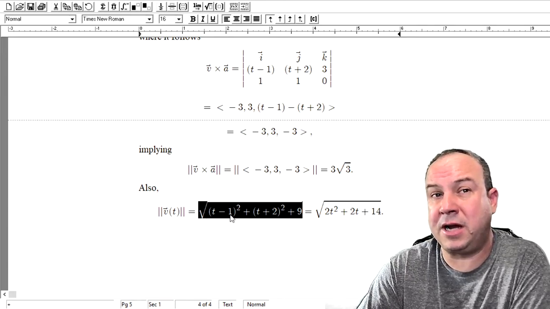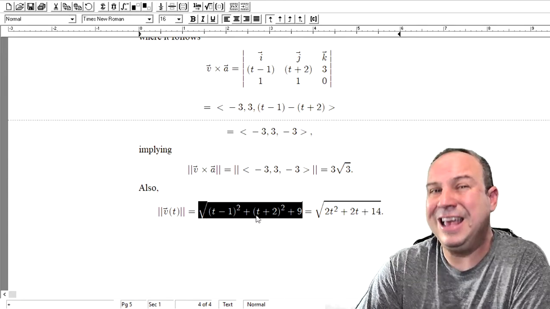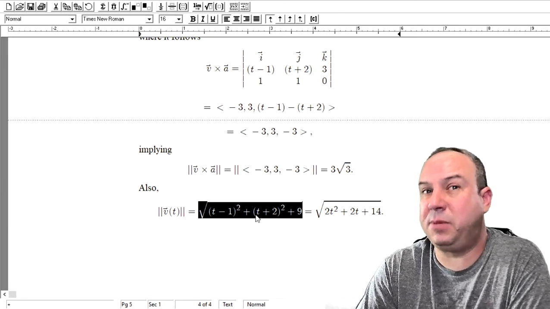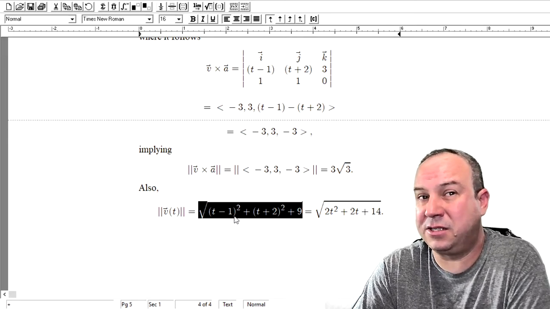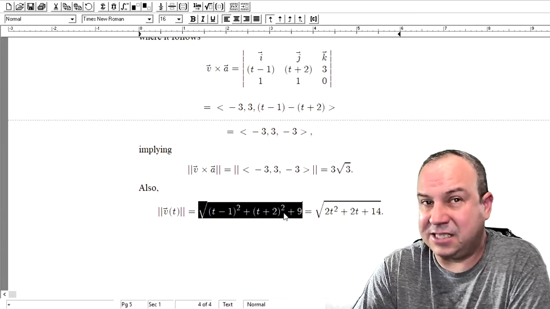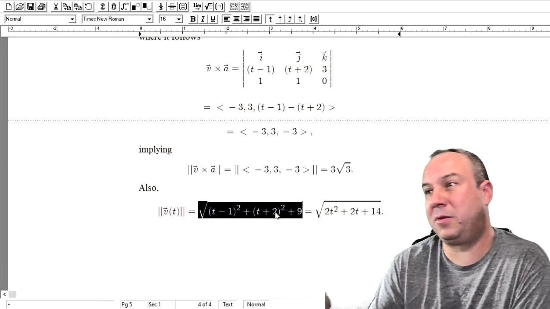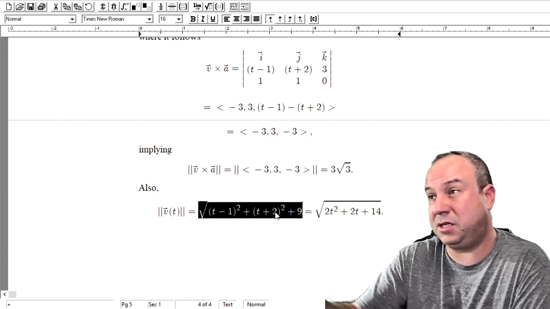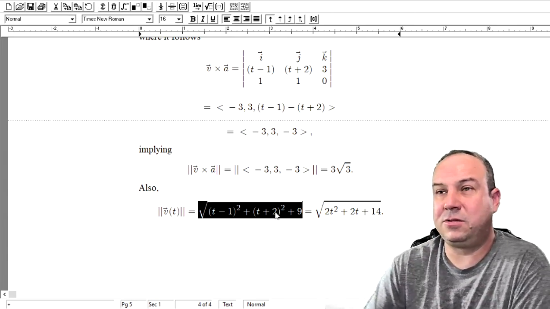This is a squared minus 2ab plus b squared. This is a squared plus 2ab plus b squared. This is not just t squared minus 1 squared. This is not just t squared plus 2 squared. Remember, these are a minus b squared and a plus b squared forms. Big mistake students often make there.